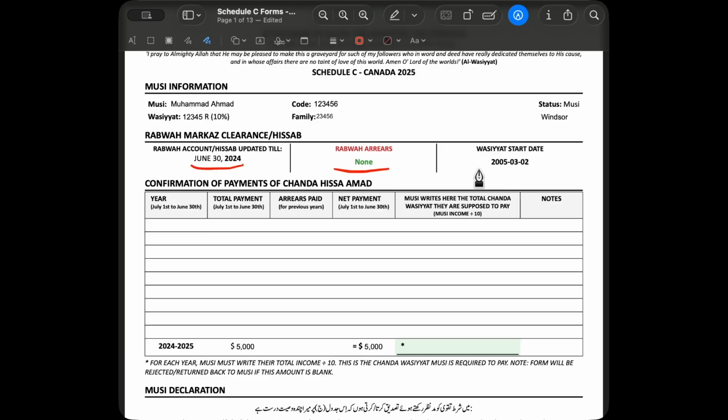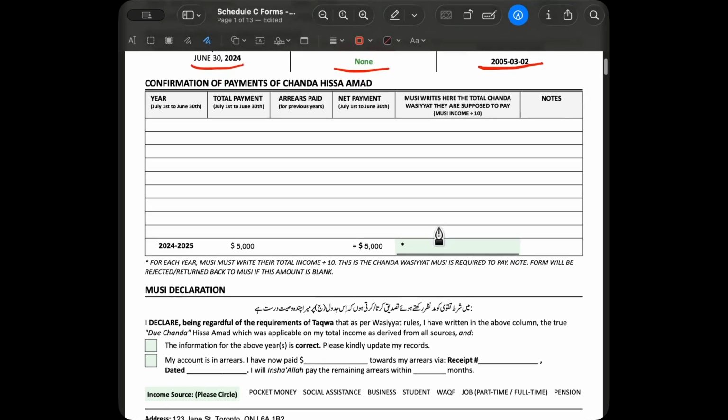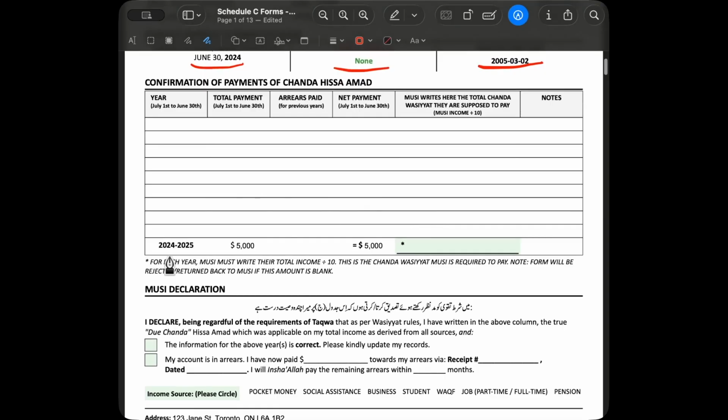And in this section, it shows the Wasiyat start date. When we come down, it shows for the year 2024 and 2025, the Musi has paid $5,000. So when you're filling out the form, this particular section needs to be filled out. This would be the budget amount that you would write here. So what is that budget amount? It is the 1/10 of your income.